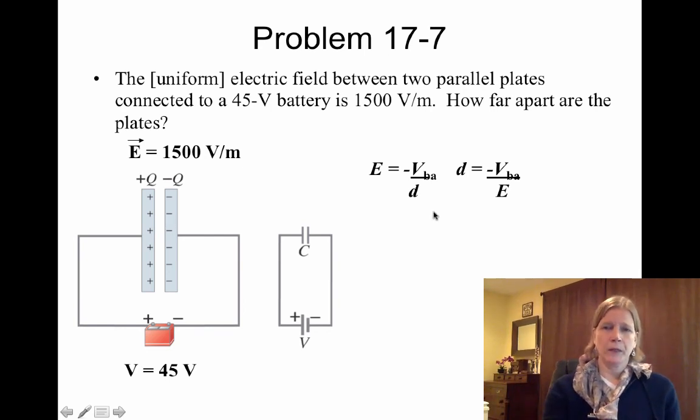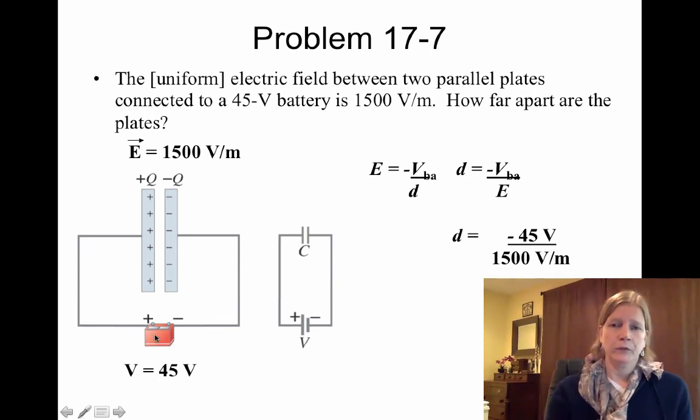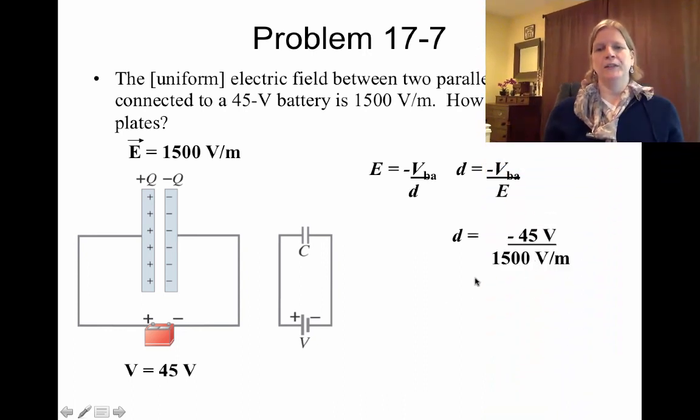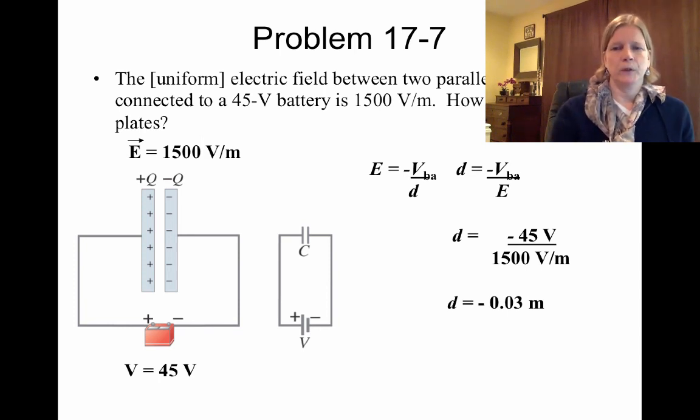All right, so we have our values here. It's the negative of the potential, and the difference in the potential between these is the potential provided by the battery, minus 45 volts, and the electric field between the plates is 1500 volts per meter. So we put that in for our electric field, and we can solve for D, and we get, in this case, minus 0.03 meters. So the value seems reasonable, a fraction of a meter. The negative doesn't make sense. We can't have a negative distance here.